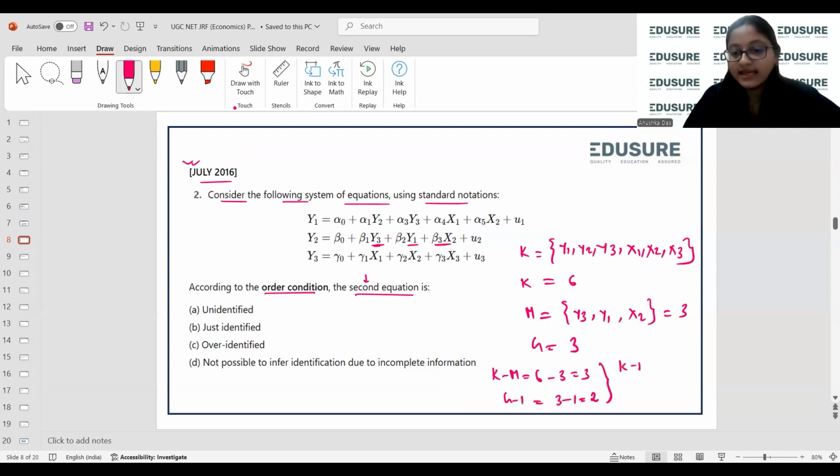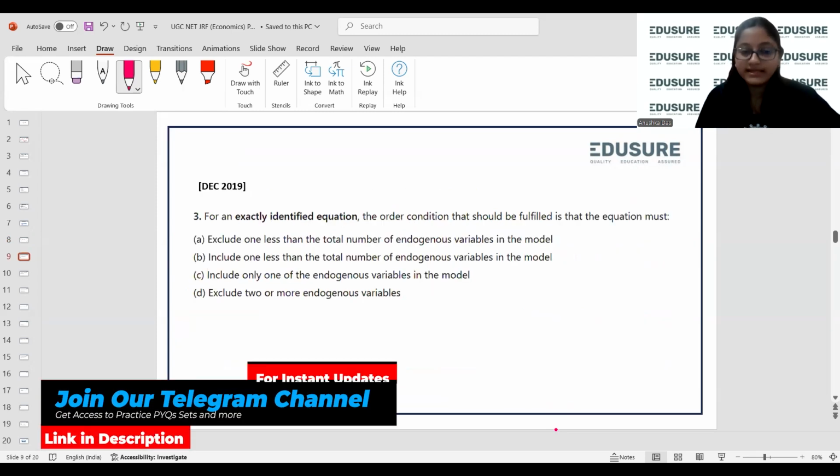So what you get is that K minus M is strictly greater than G minus 1. Right? K minus M, which is 3, is strictly greater than G minus 1, which is 2. So that is why this equation will be over identified. So I hope you got the concept. We have talked about what is simultaneous equation, how will you handle that, in what context simultaneous equation arises, and if it is present, how do you check the identification using the order condition. I hope this much is clear.